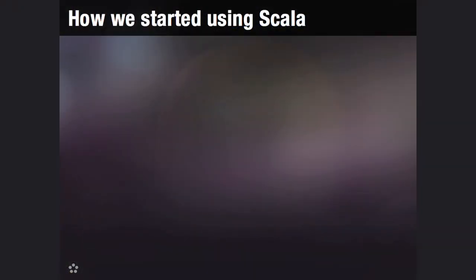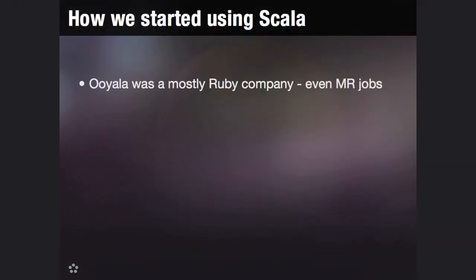How did we get started using Scala? Well, we were actually mostly a Ruby company. Even MapReduce jobs were written in Ruby. That was before I went there, right? And what we discovered was that Ruby is a good language for a lot of things, but it is not a really good language for doing big data stuff. It is slow, and it doesn't integrate natively with Hadoop. We're not able to take advantage of a lot of input formats and things like that.